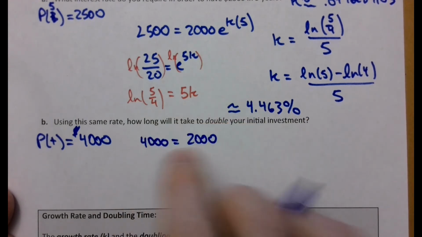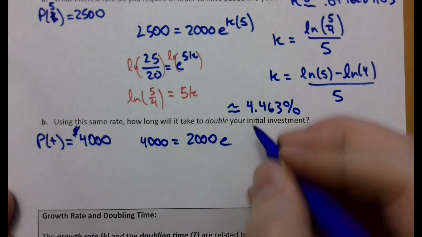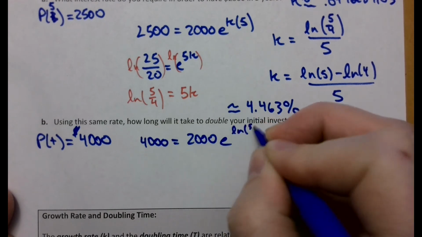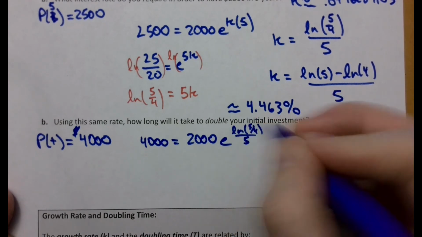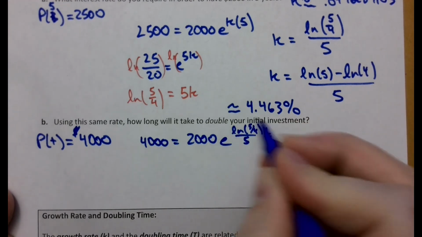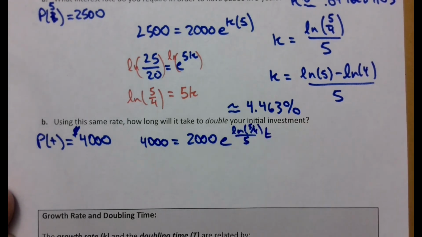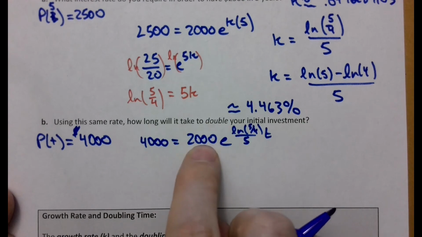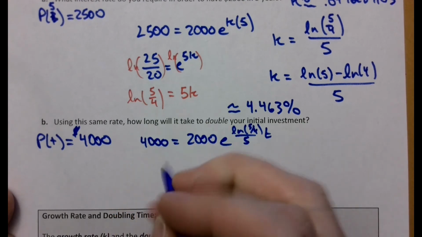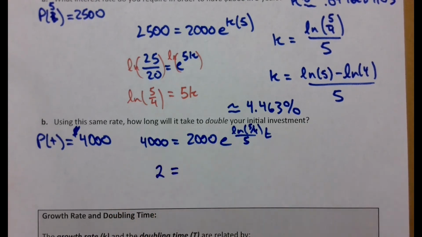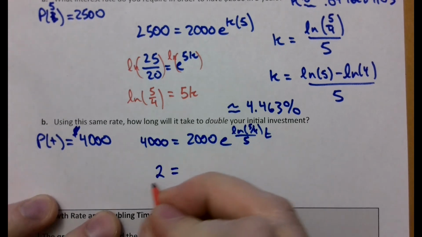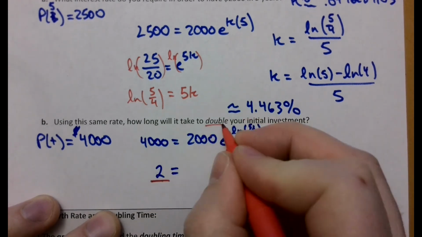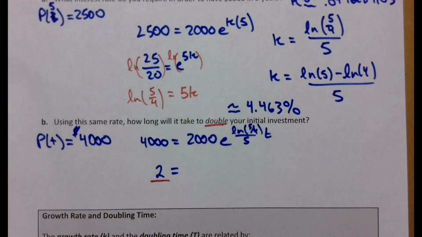So we get 4,000 equals 2,000, the initial investment, times e to the natural log of 5/4 divided by 5 times t. Note, all of this is an exponent on e. Now look at this. When I divide both sides by 2,000, I get exactly 2. Seems like there's a connection between the number 2 and the word double, right? Raise your hand if you know what it is.